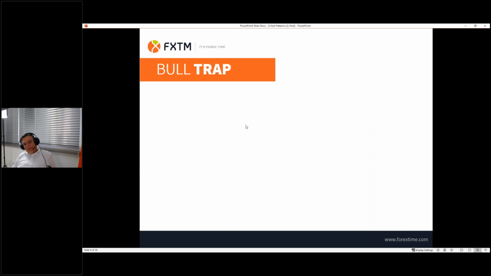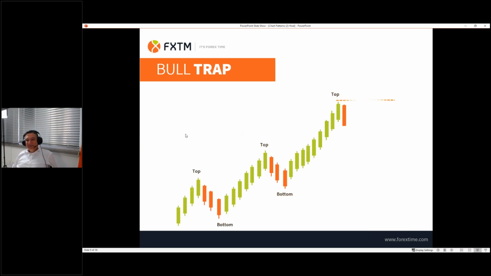Bull trap. This is trader's nightmare. This is how I call it. Let me show you. We have a beautiful uptrend, and then we identify two tops, and then prices fall below the last bottom. So we expect prices to fall even lower and lower. So traders open a sell position here.